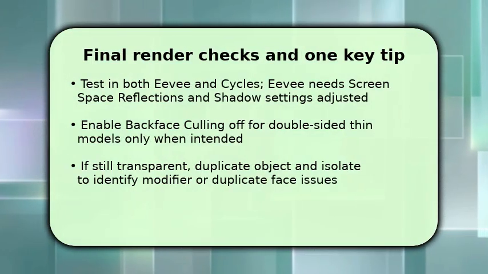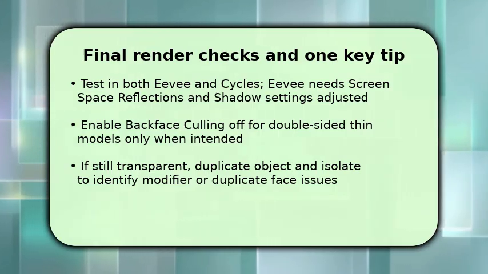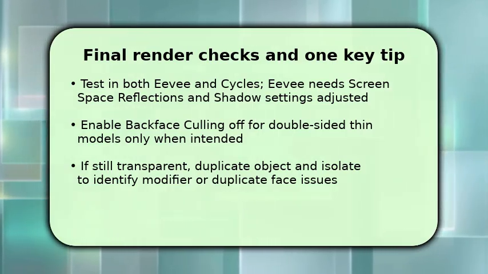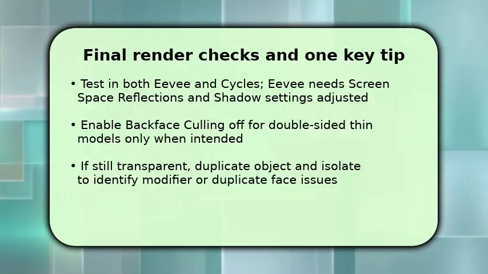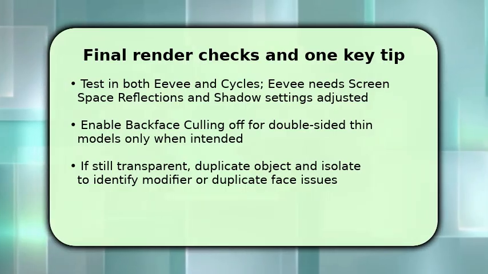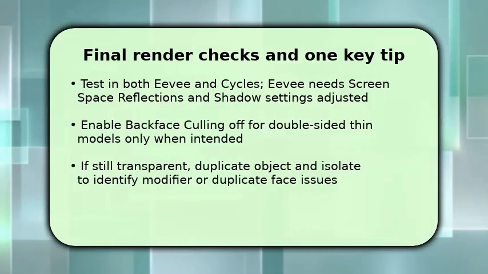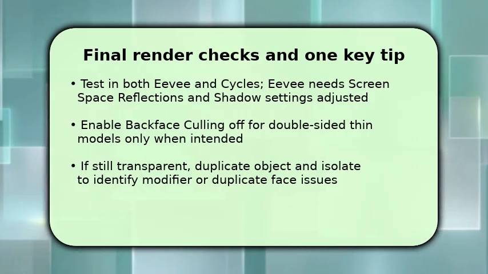Finish by testing rendering engines and scene settings. Render a quick preview in Eevee and Cycles because Eevee's transparency and shadow settings differ, enable screen space reflections, and adjust shadow bias if needed. Check object modifiers like Solidify or Boolean that may introduce inverted geometry. Apply or toggle them to see effects.